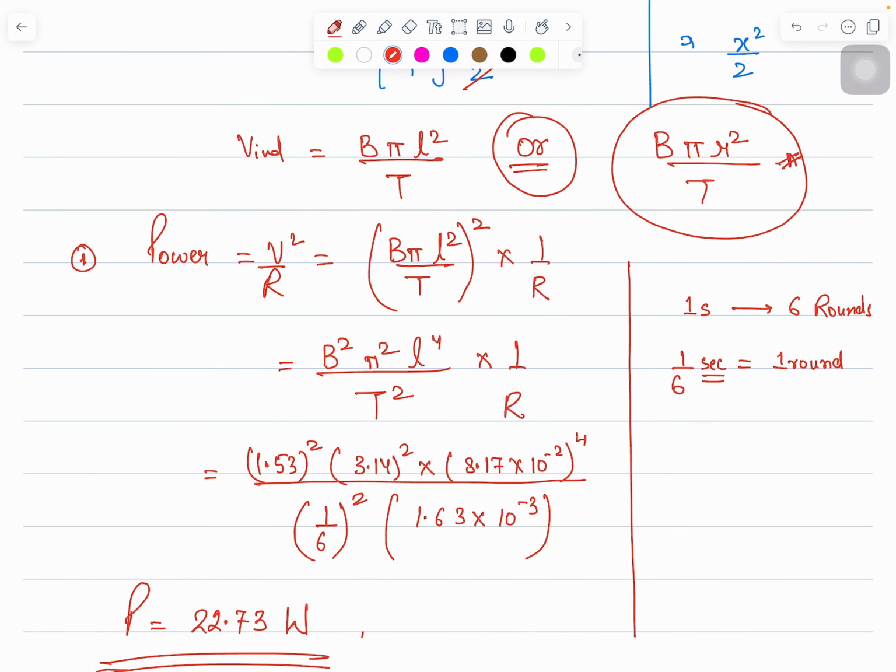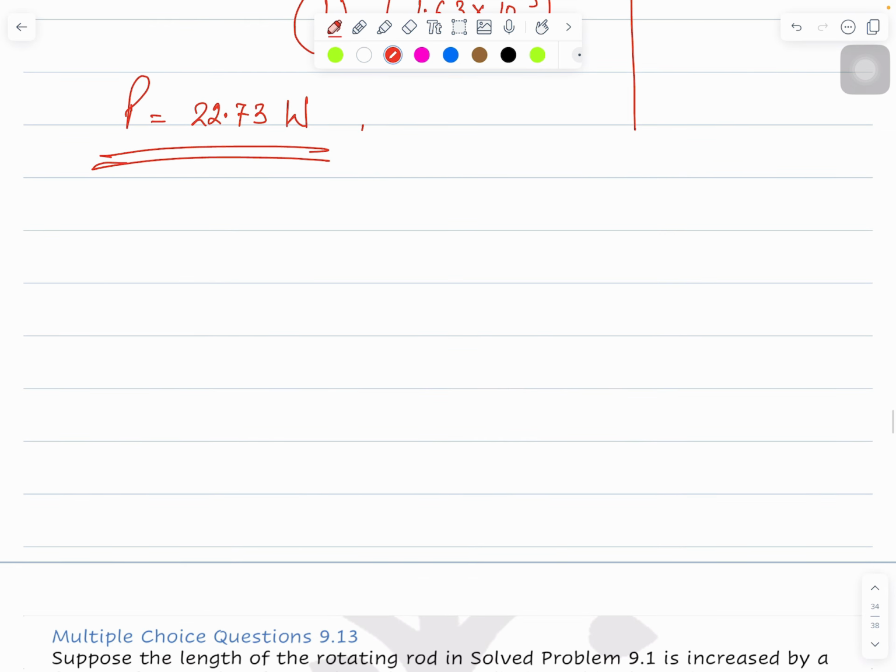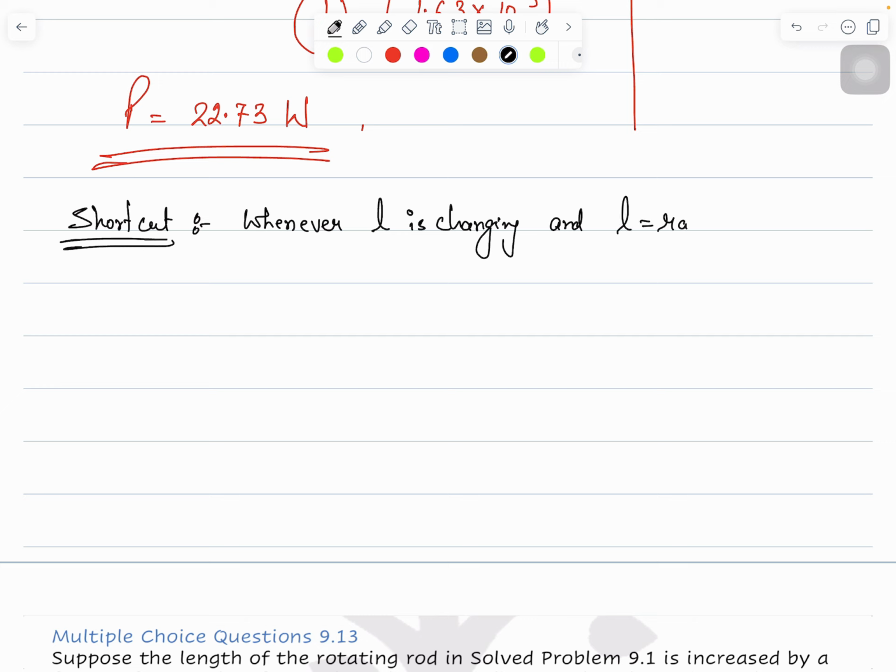That's why I put this equation in the notes, that whenever there is a change in length. Okay, I'll give you a direct shortcut to solve this question. In case whenever length is changing, and L should be equal to radius, in that case, you can use V induced directly.